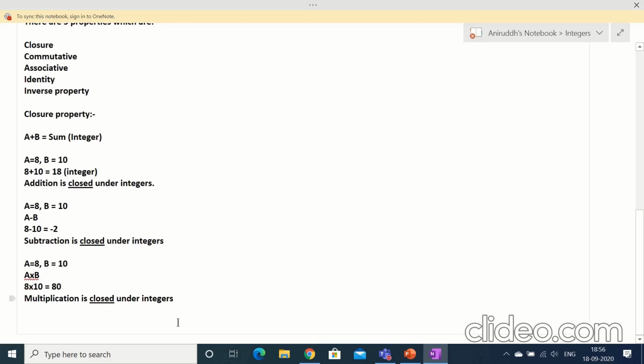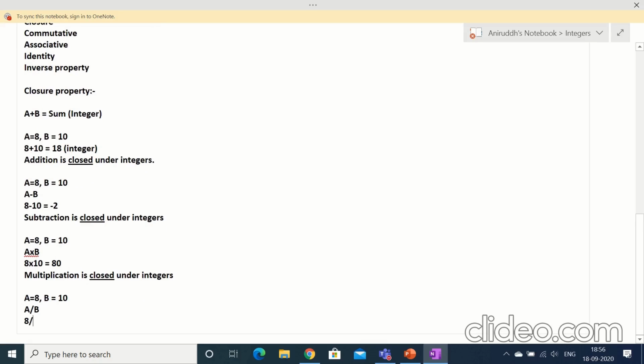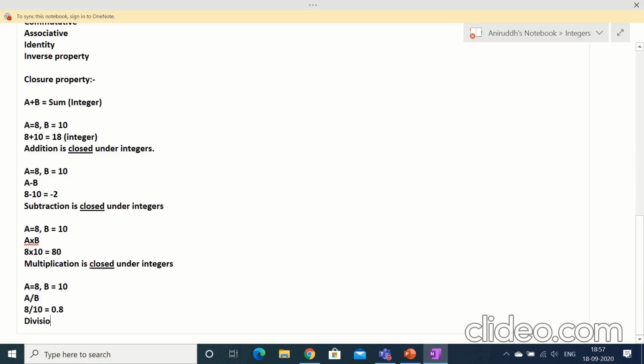Same numbers, A divided by B, which means 8 divided by 10, which will give you the answer as 0.8. Well, decimals are not integers. Decimals are not counted as integers. When we convert decimals into fractions also, they are not counted as integers. Fractions are also not integers. So, this is not an integer. So, we say that division is not closed under integers.